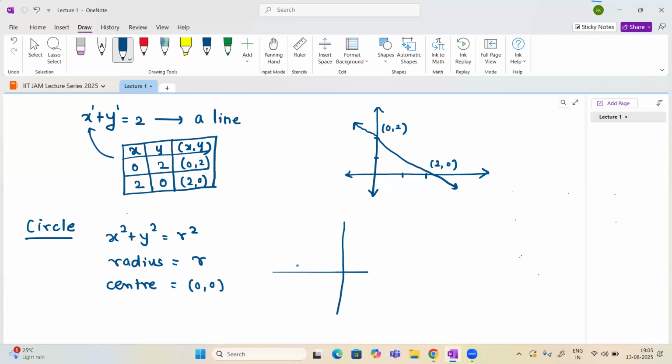So we have a circle here. This is a very standard circle with center (0, 0) and radius r. So we'll get this kind of circle whose radius is r. That means this point will be (r, 0), (0, r), right?